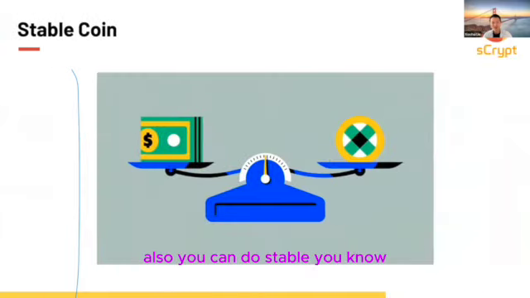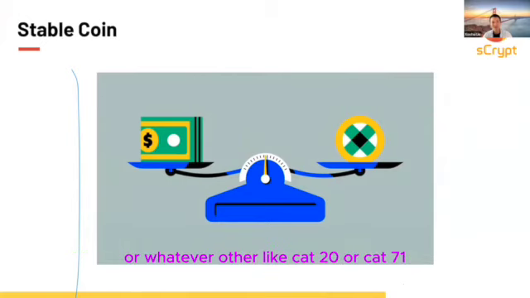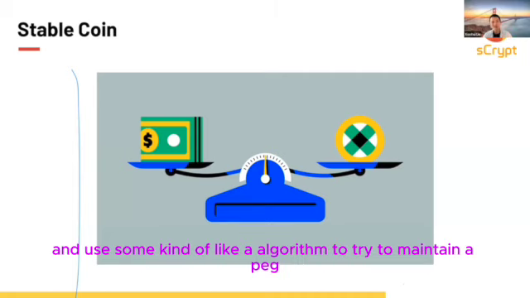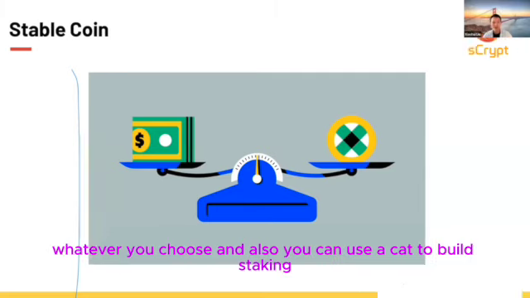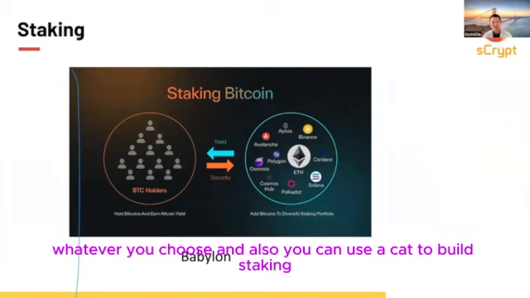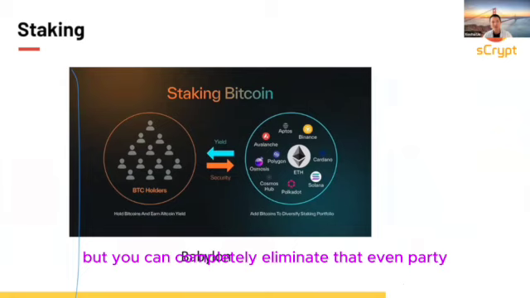Also, you can do an algorithmically stable coin. You can have some kind of collateral using either Bitcoin or whatever other CAT20 or CAT721 tokens. You can use them as collateral and use some kind of algorithm to try to maintain a peg versus USD or Bitcoin, whatever you would choose. And also you can use CAT to build staking. Okay, so it's like Babylon, but without trusting anybody. Right now Babylon still has some trust assumptions in some worst cases, because OpCat is missing, but you can completely eliminate even that counterparty risk with OpCat.